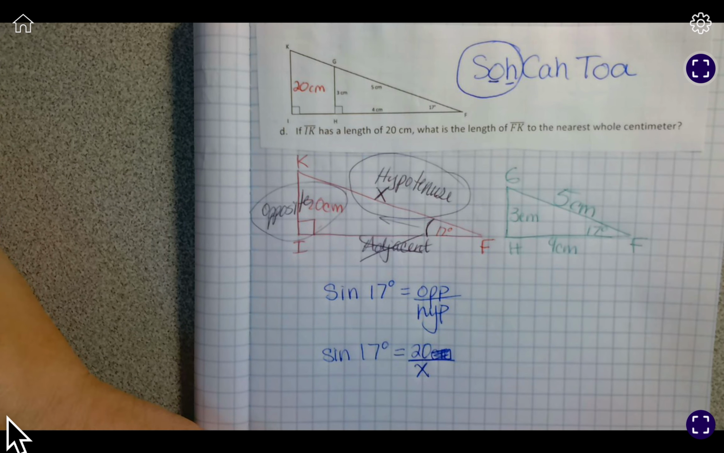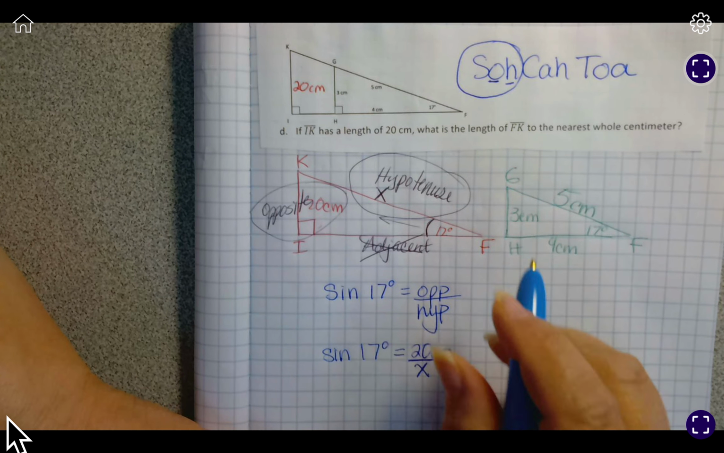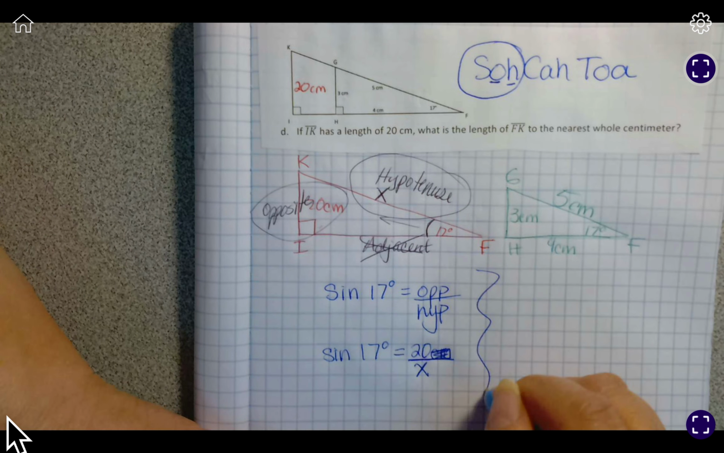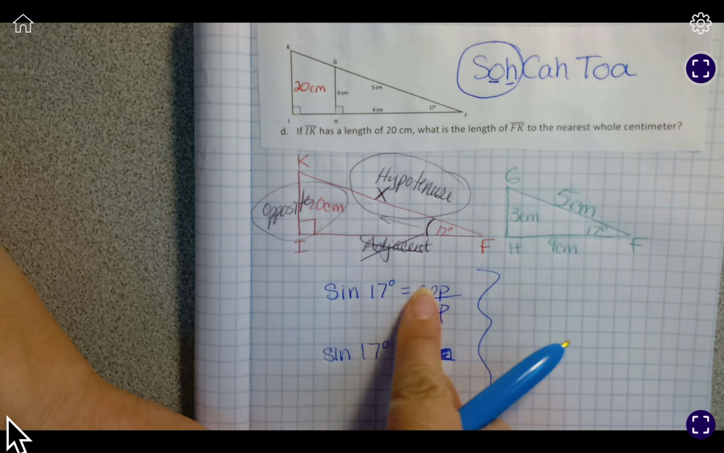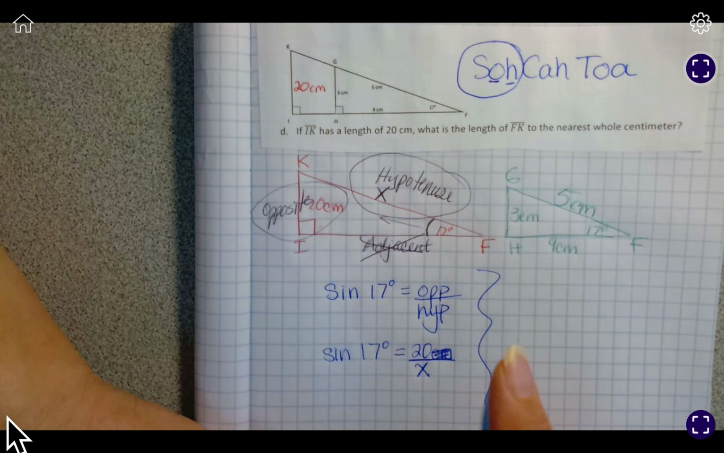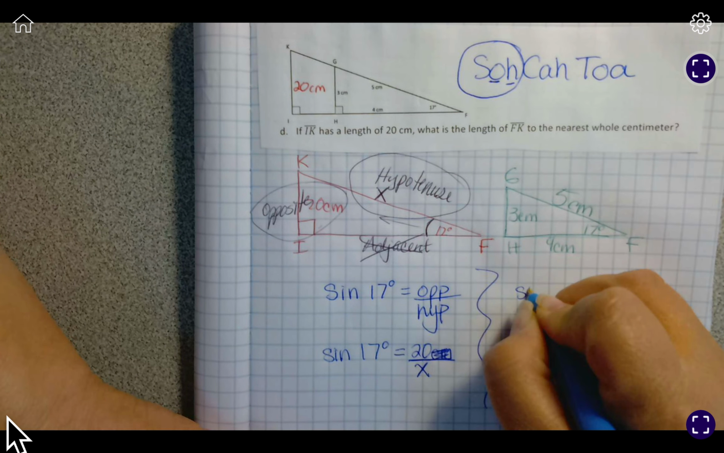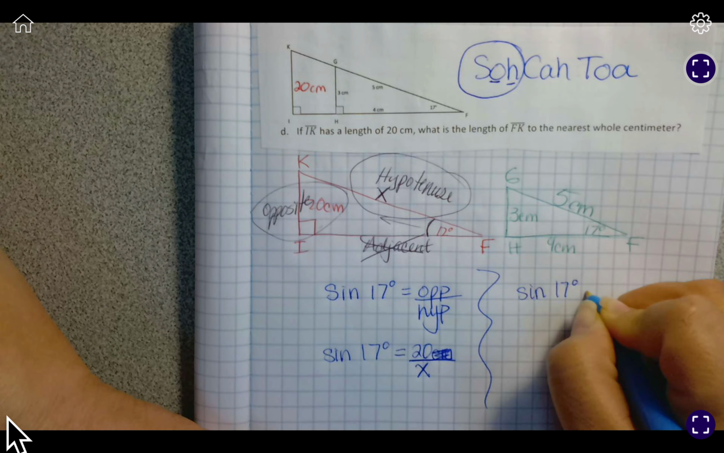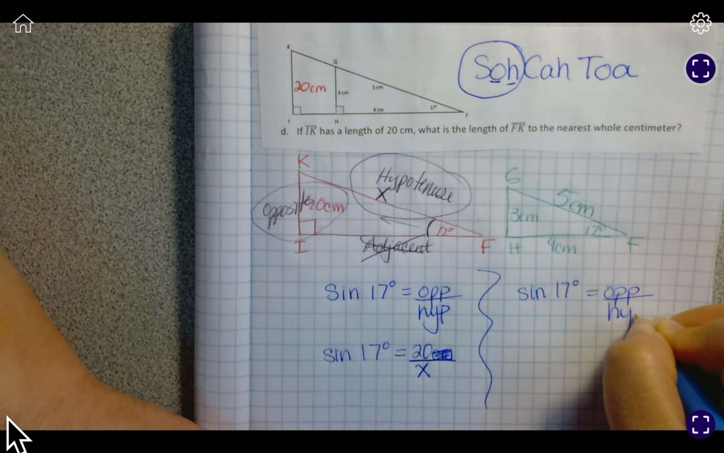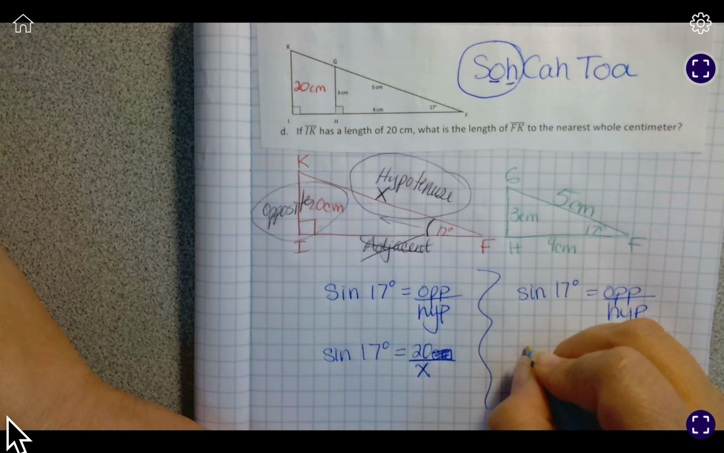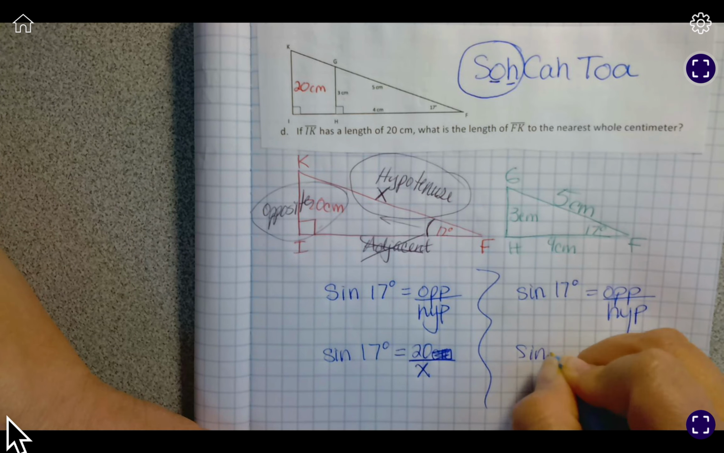Okay, and that is for the red triangle. Now let's look at the green triangle. We're going to use whatever we have here again for the green triangle. Okay, so it's the same thing. The sine of 17 degrees is equal to the opposite over the hypotenuse.